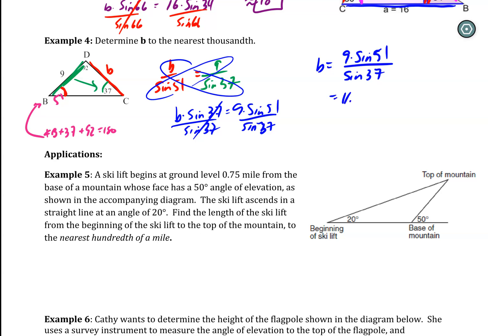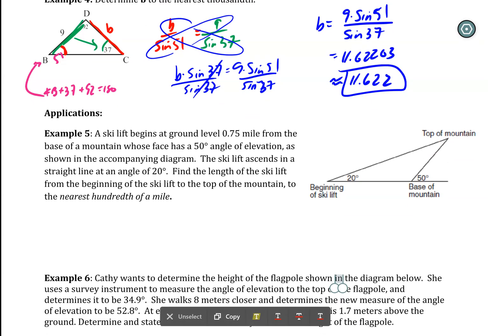I get 11.62203, which is approximately 11.622 to the nearest thousandth. Yeah, it's thousandths instead. And we're good to go. All right.